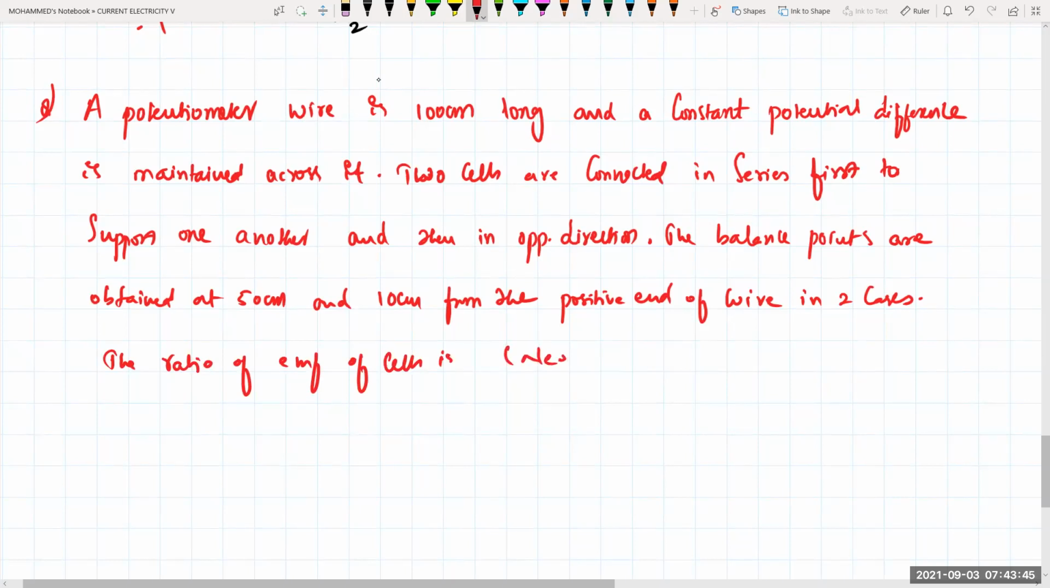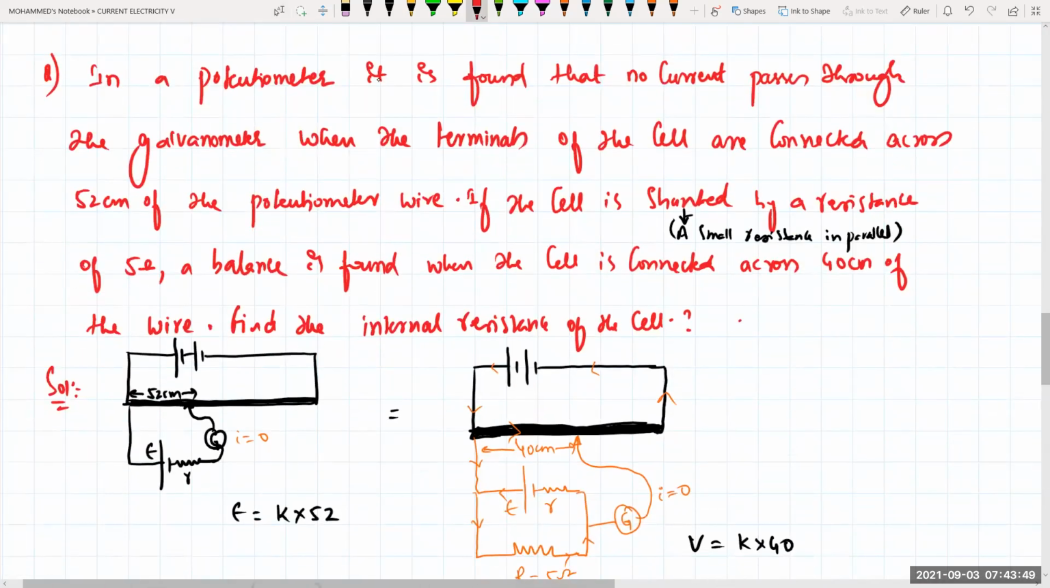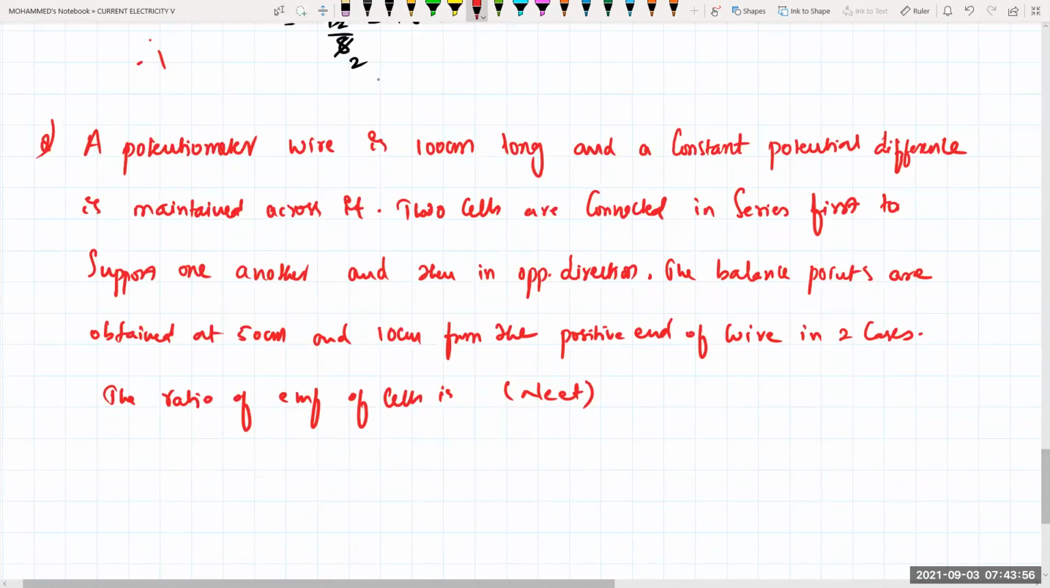This is a previous year's NEET question. And the previous one which I did was a JEE Mains question. Now first try to read the question carefully.